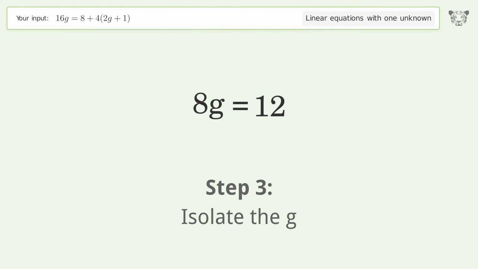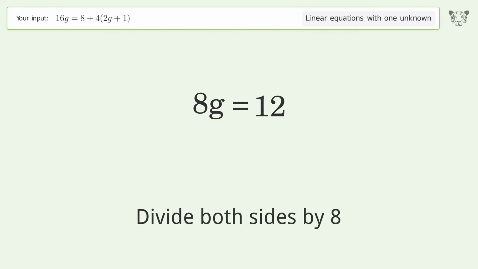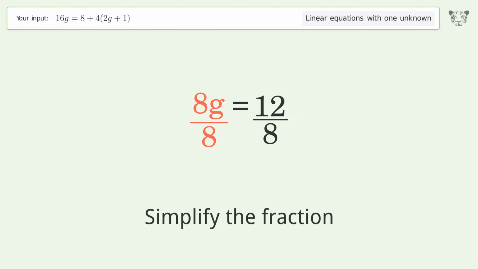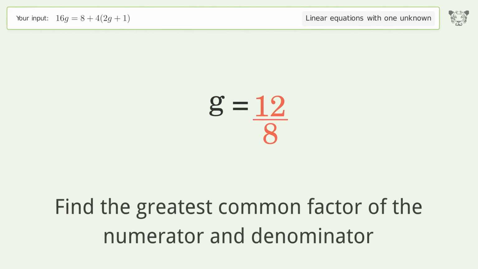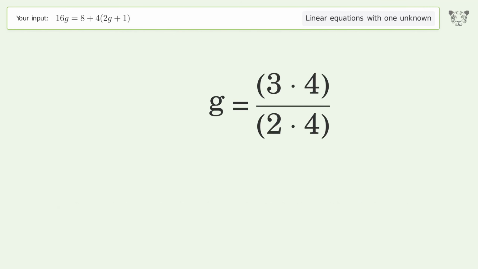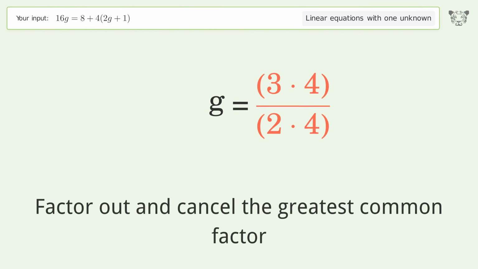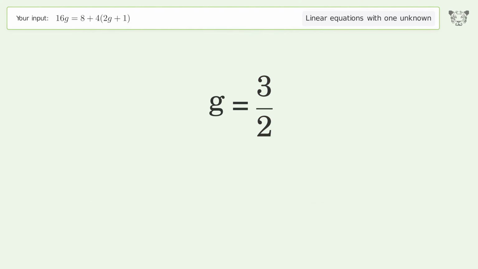Isolate the g. Divide both sides by 8. Simplify the fraction. Find the greatest common factor of the numerator and denominator. Factor out and cancel the greatest common factor. And so the final result is g equals 3/2.